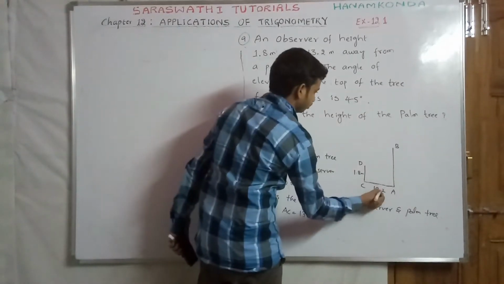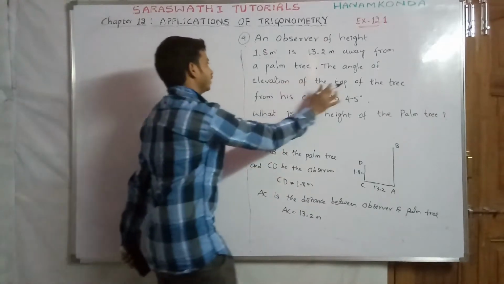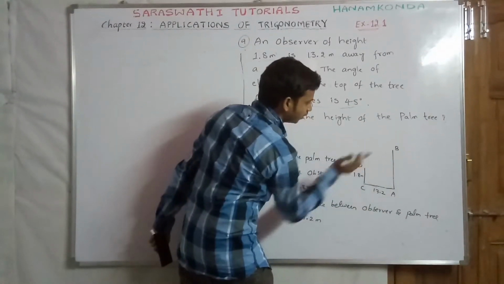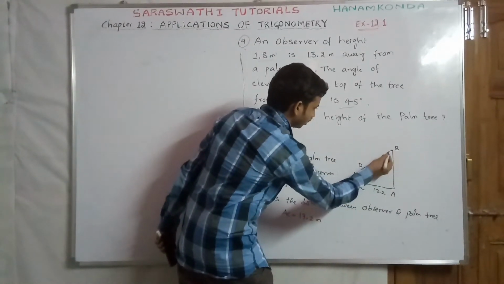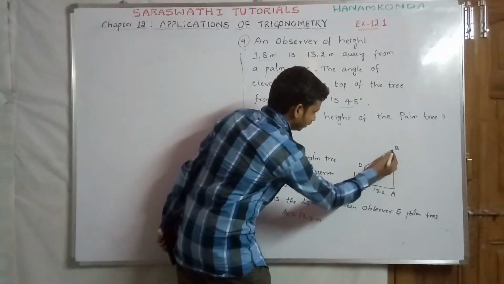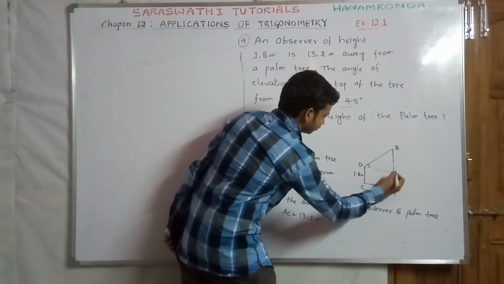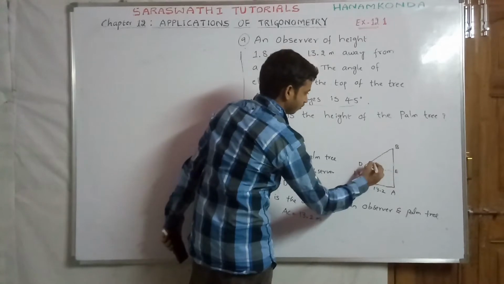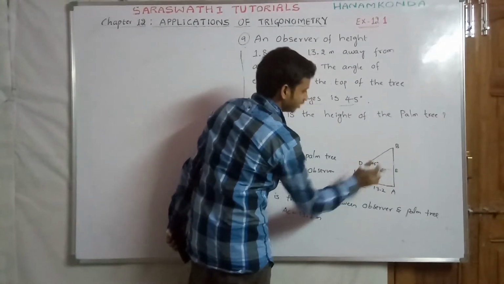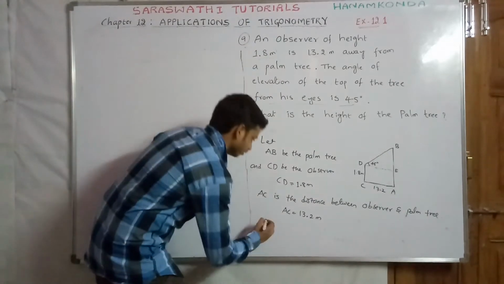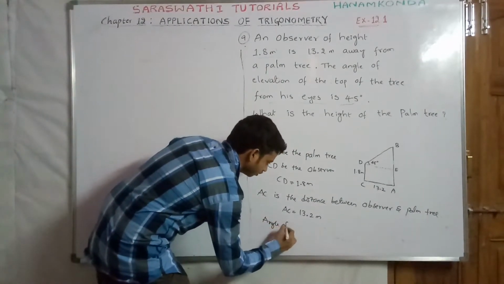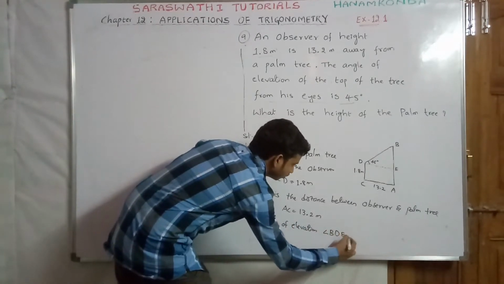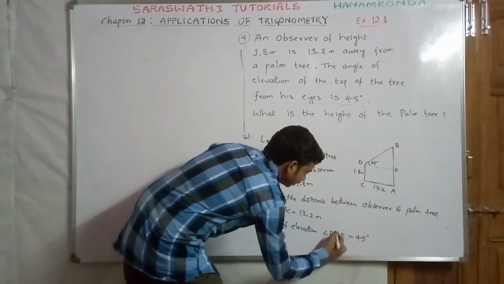Okay, so the angle of elevation of the top of the tree from the eyes of the observer is 45 degrees, mentioned in the question. So let us take DE as the horizontal line. Angle BDE is the angle of elevation. So angle BDE equals 45 degrees, mentioned in the question.